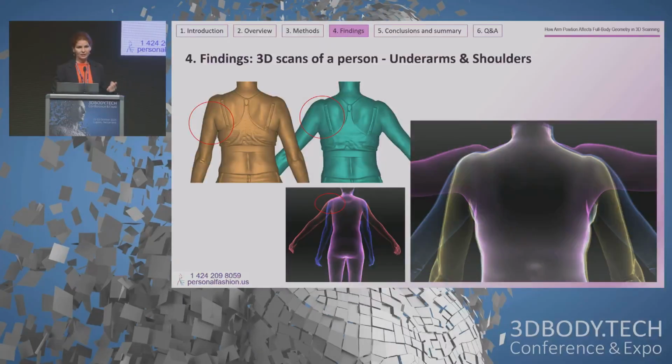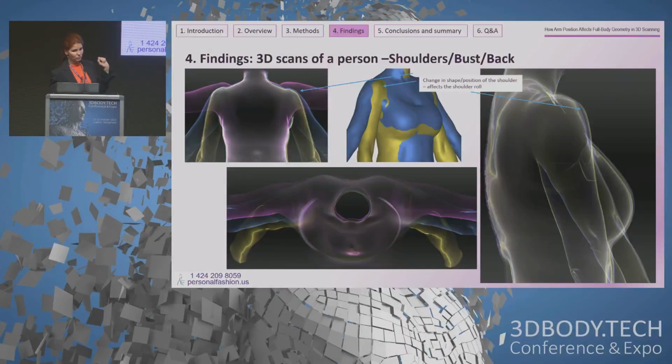But why are the A stance and the T stance widely used in 3D scanning? Well, because we want to know what's going on with the underarm. We want to see the separation between the underarm and the body. A lot of people, even at 60 degrees, you still don't have that separation. But at the same time, we want the shape of the shoulder that is at relaxed position.